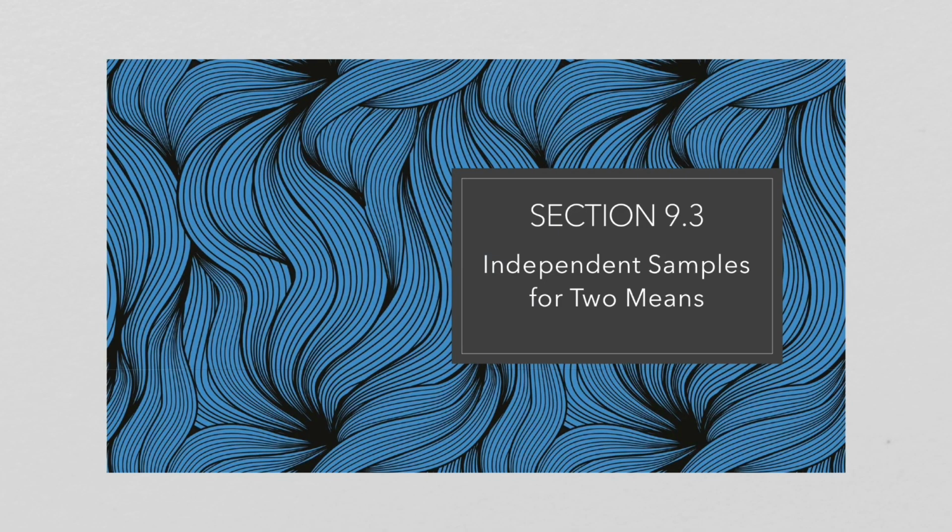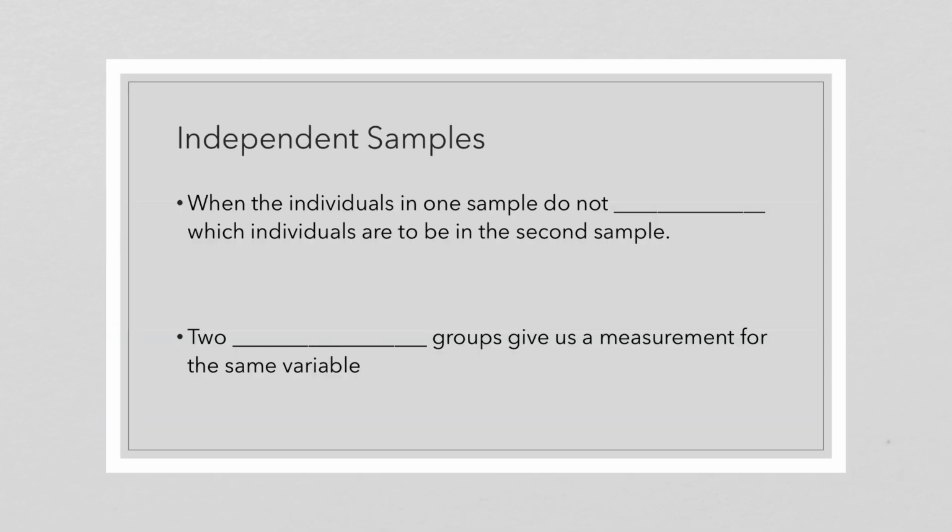Hi everyone, so for section 9.3 we're going to be looking at independent samples for two means. Independent samples are when individuals in one sample do not dictate which individuals are to be in the second sample. The best way to say this is there's no dependence here. Me selecting an individual for group 1 is not going to tie my hands on who I have to put into group 2.